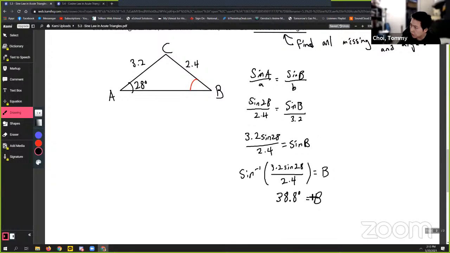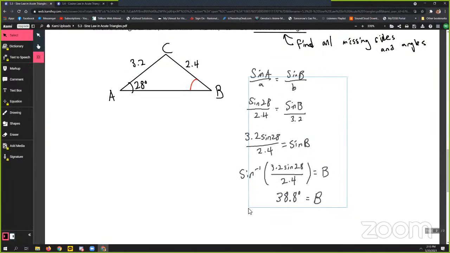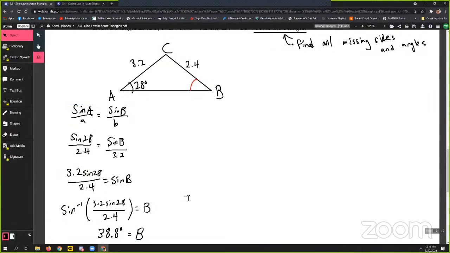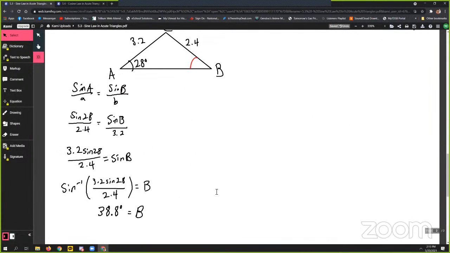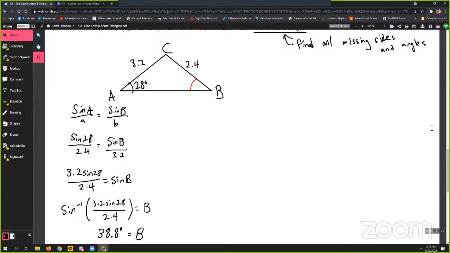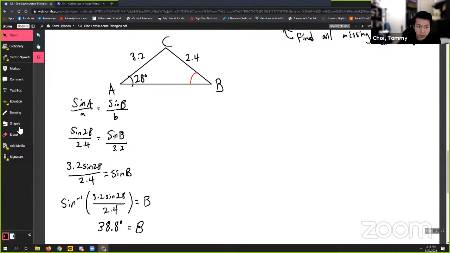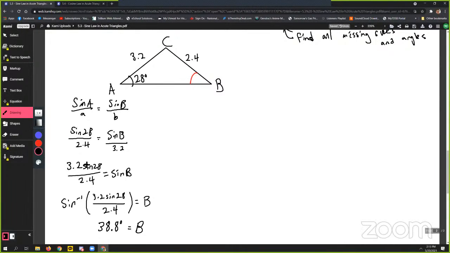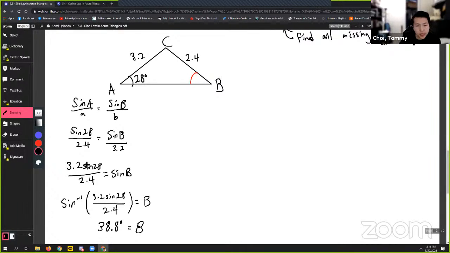Any questions about this first part here? So we always need to get rid of the sine, right, if you're solving for the angle? Yes, absolutely. Okay. For sure. So once you find the angle, if you want to write it into your drawing, you can.